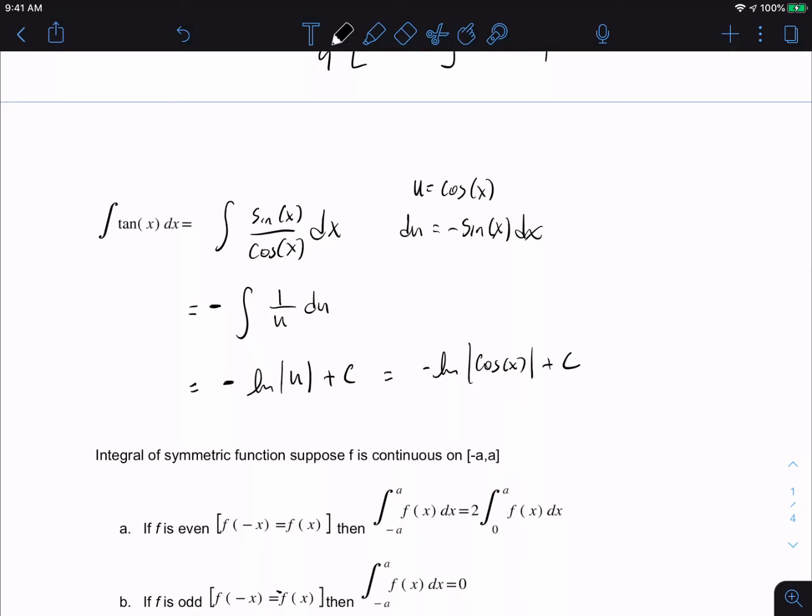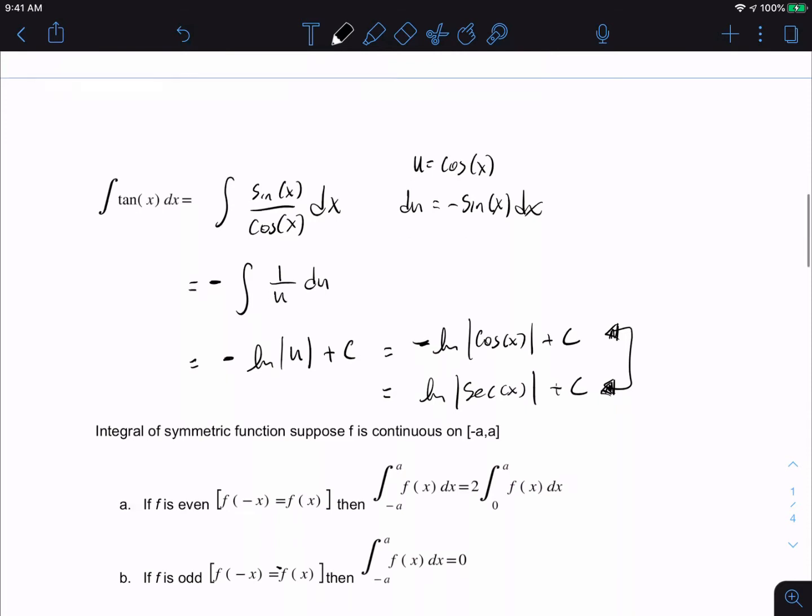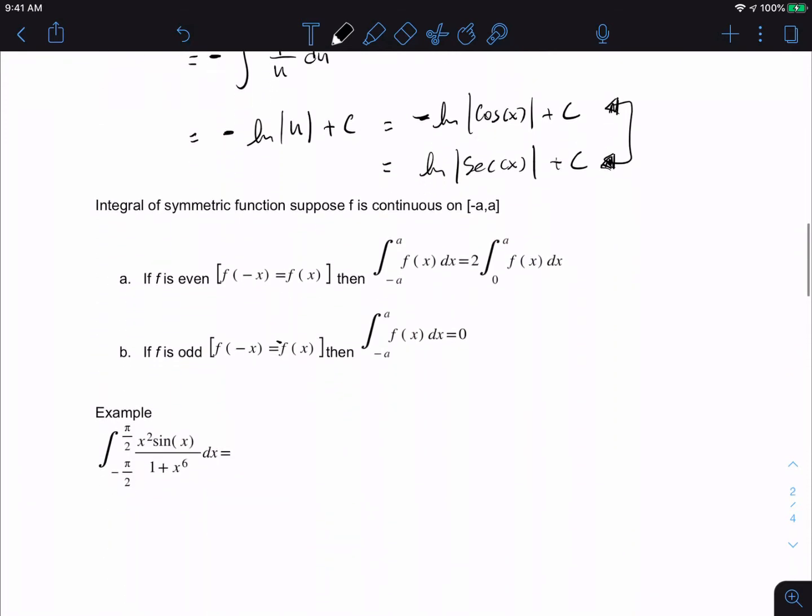Now remember that negative in front is like a power, so that would make it ln of secant of x plus c. Now just so you guys know, I will accept either one of these answers. A lot of people forget about the negative in front being an exponent when we're dealing with logs, but that's something important to understand.